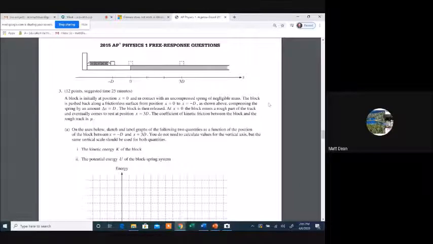I'll scroll down so you can see parts B, C, D, and so on here in a second. But take a minute and look at that one. And then I'll scroll down as you read.